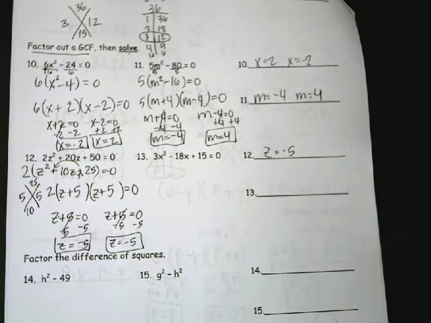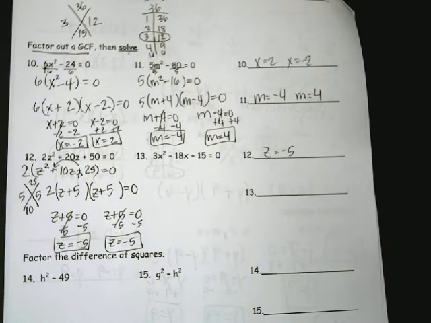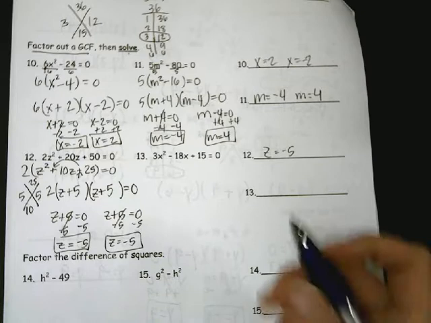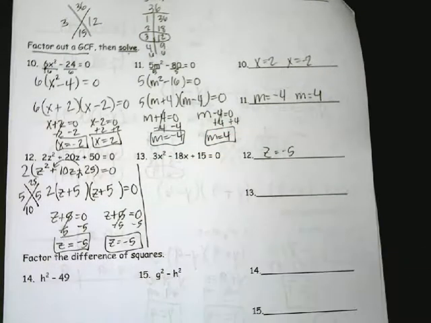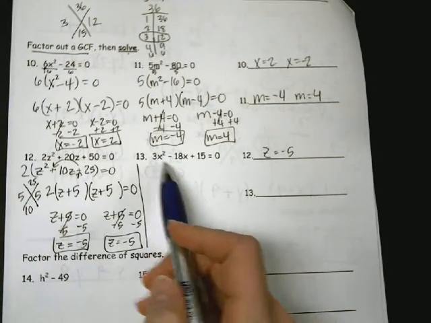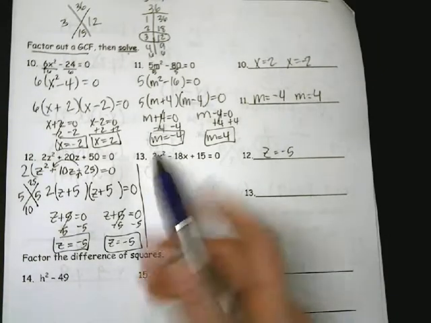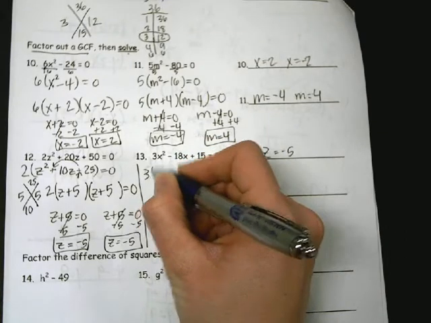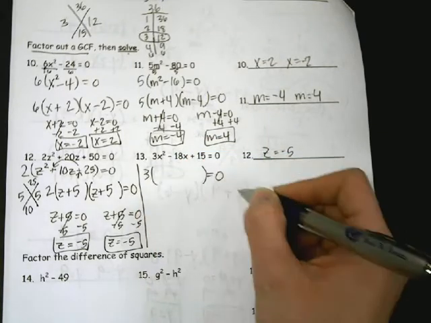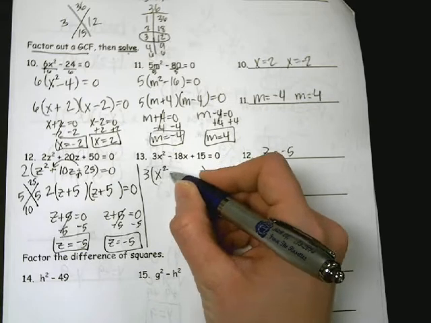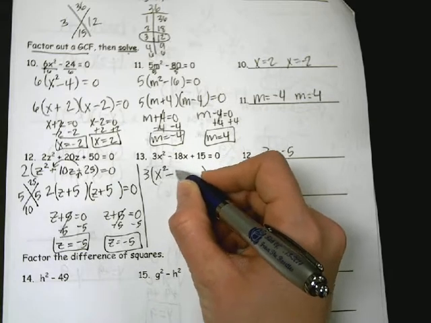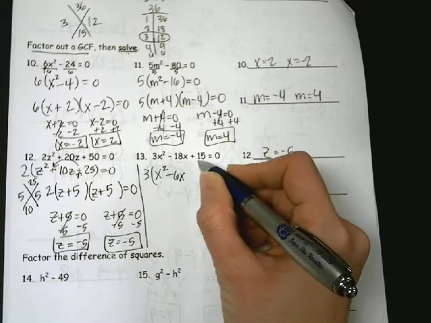Number 13, same process. You're just going to want to factor out the greatest common factor first, then factor completely. So in this case, I can divide each one of these numbers by 3. So I'm going to take that guy out and see what's left. 3 divided by 3 is 1. Negative 18 divided by 3 is a negative 6. Positive 15 divided by 3 is a positive 5.